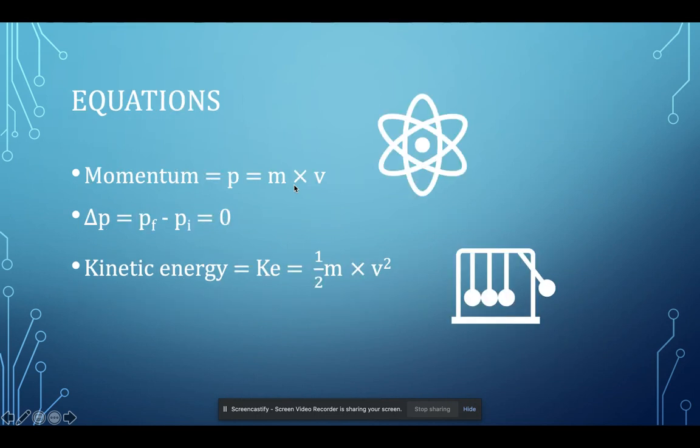So some equations that we use in our calculations are the equation for momentum, that being mass times velocity, and the equation for the change in momentum, that being final momentum minus initial momentum, and that should be equal to 0 because we know that momentum is conserved. And we also take a look at kinetic energy, and the equation for that being 1/2 mv squared.